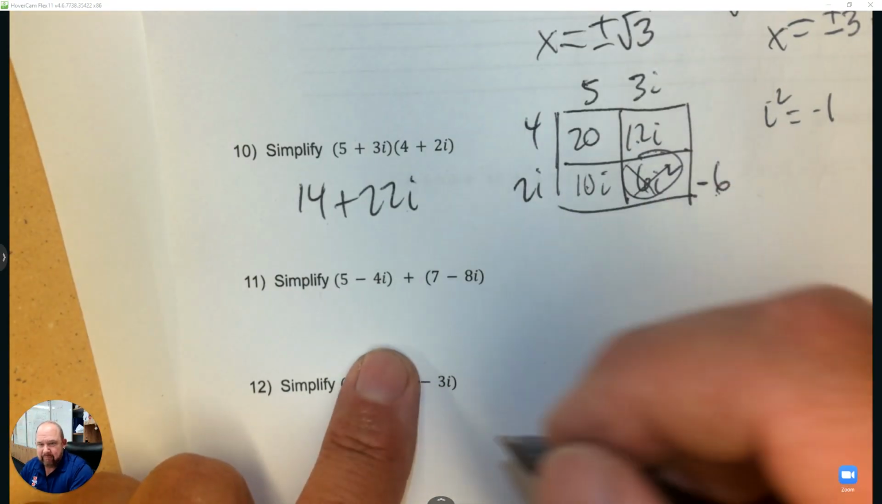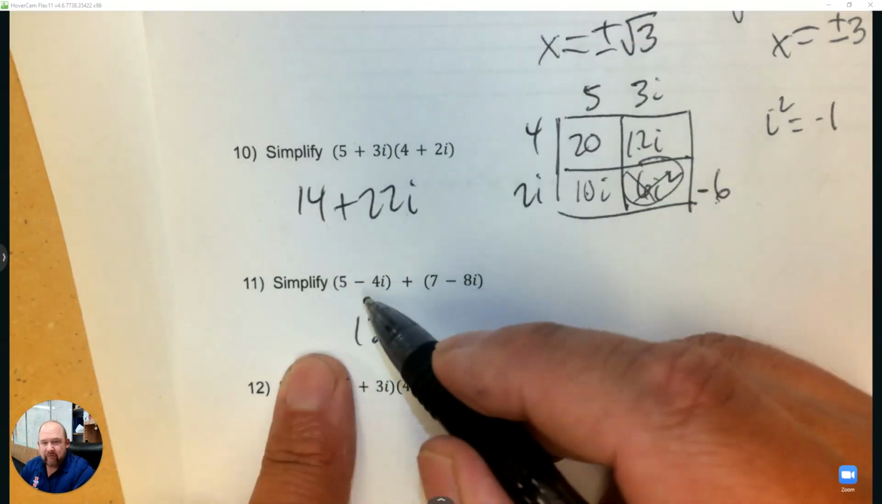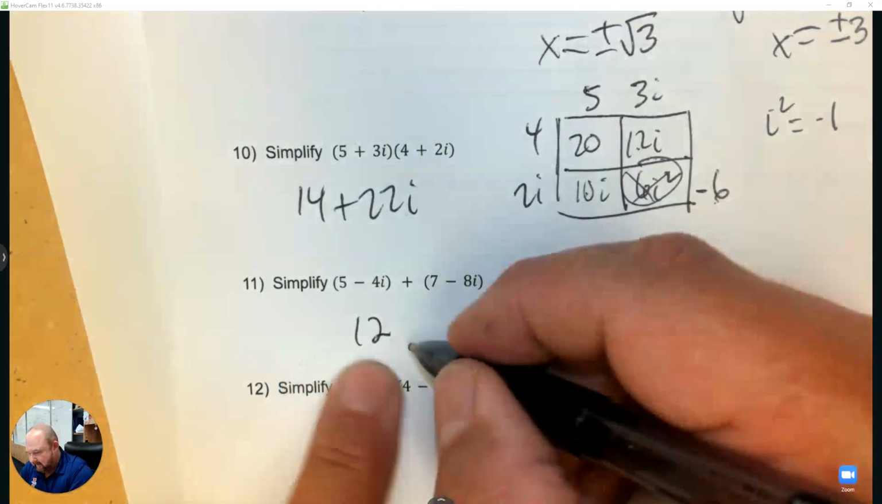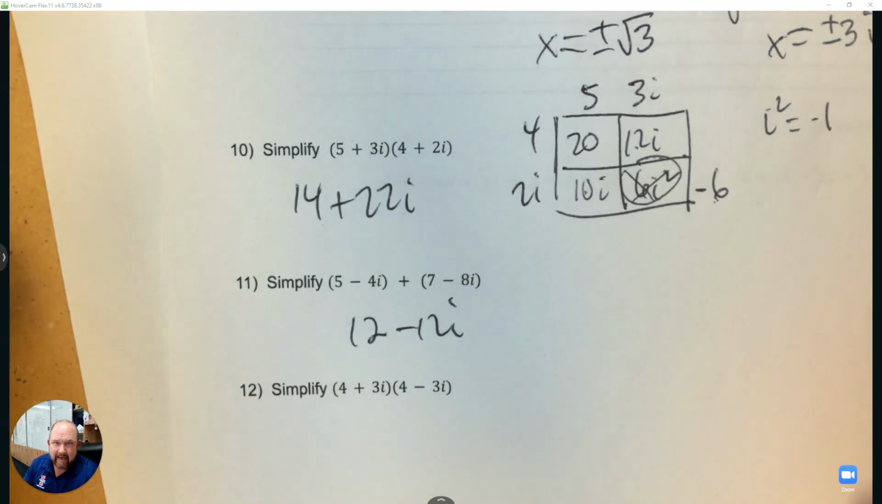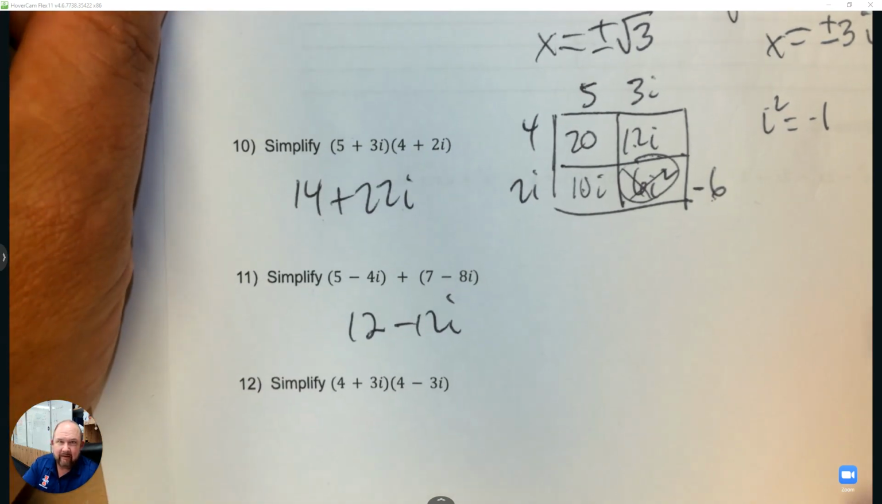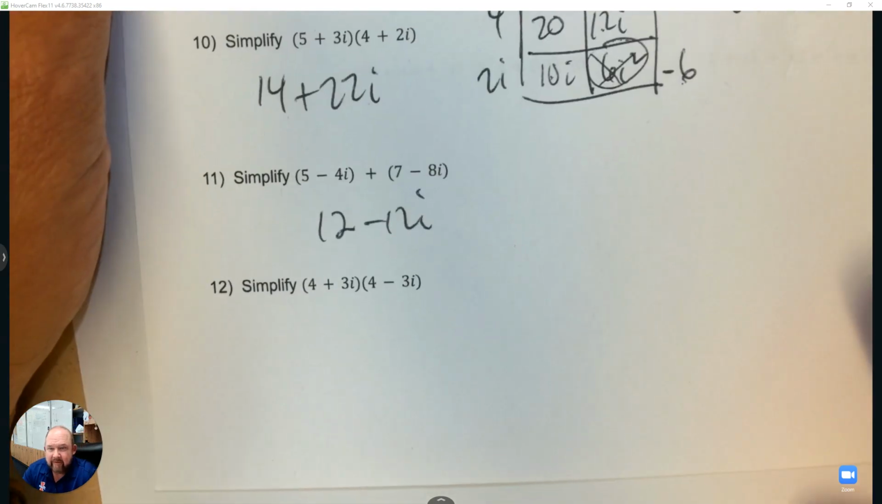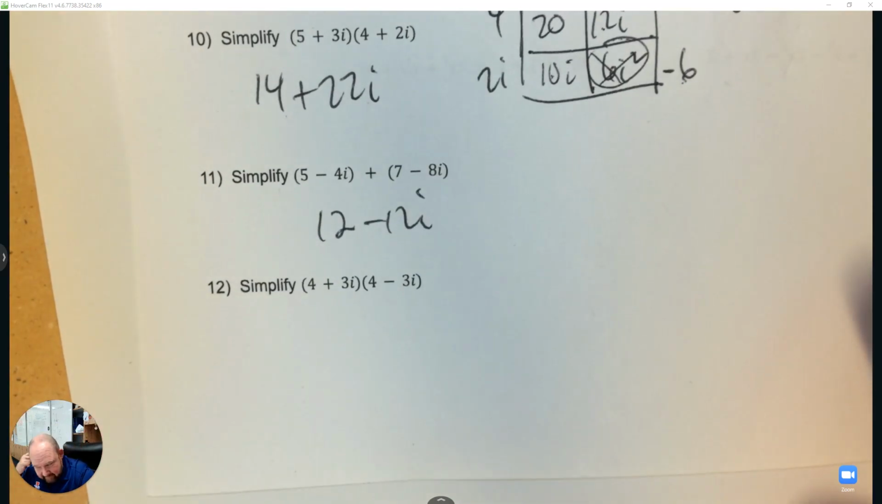Adding, what's 5 plus 7? Got it. What's negative 4 plus negative 8? Got it. That's just adding complex numbers, combining like terms. Add the real numbers, add the imaginary numbers, and put it together. Here, simplify multiplying again.